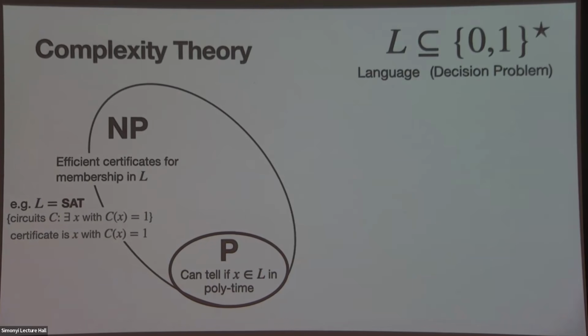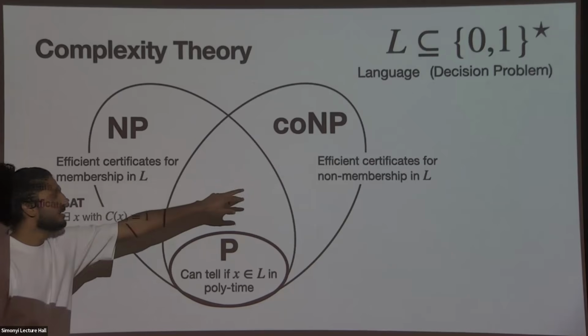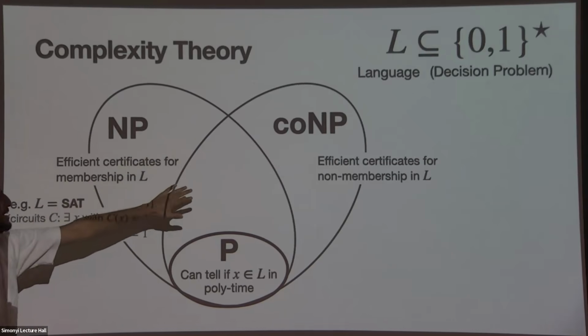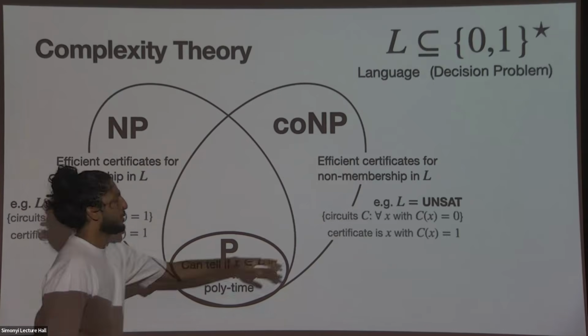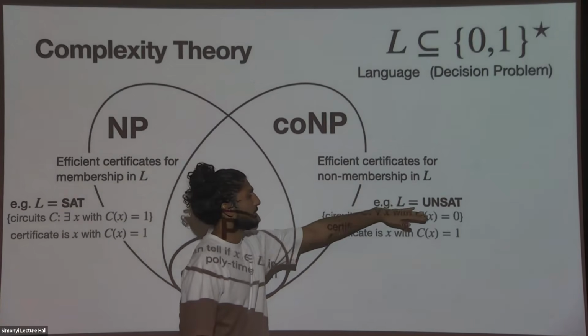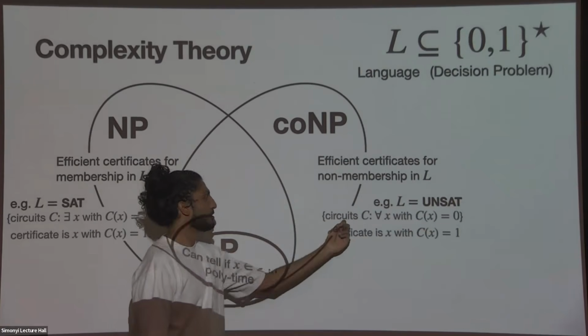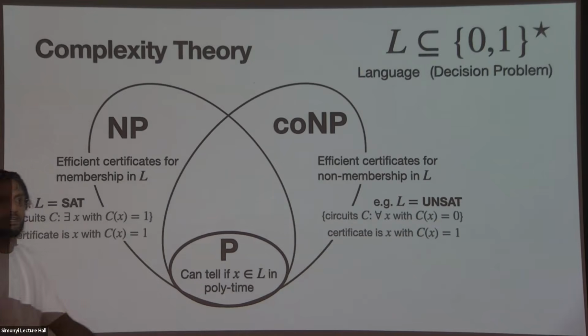And then the last complexity class that we're going to use in this talk, and maybe this is a complexity class you might use less, is co-NP. So co-NP is not the complement of NP. It is the complement of the languages in NP. For example, the canonical co-NP problem is UNSAT, which is those circuits which evaluate to 0 on every input.